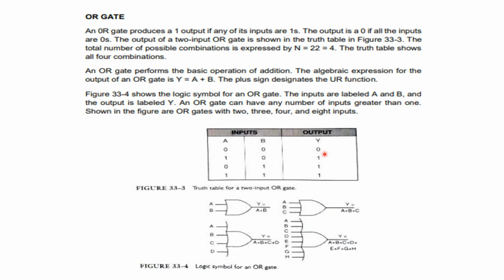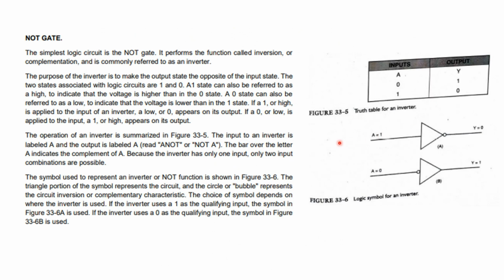Okay, so here you'll see this. For the NOT gate, it's the opposite. If 1 is the input, then the output is 0. If the input is 0, then the output is 1.